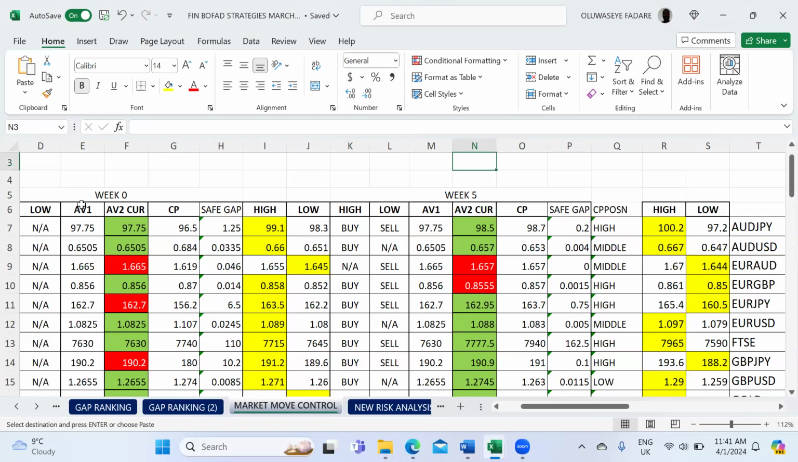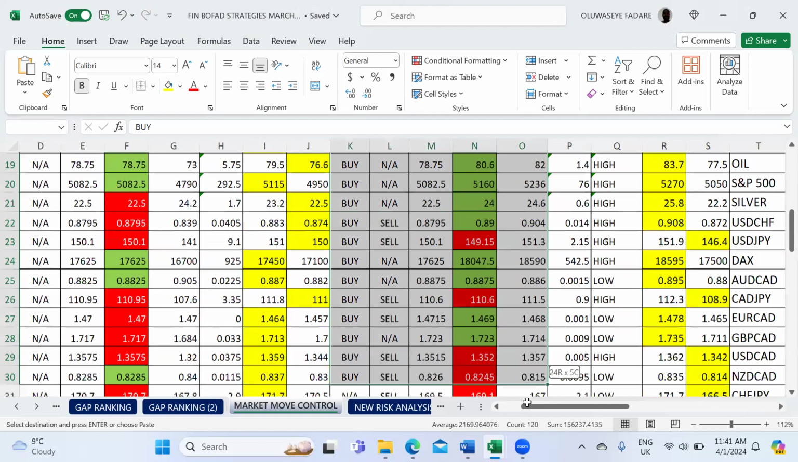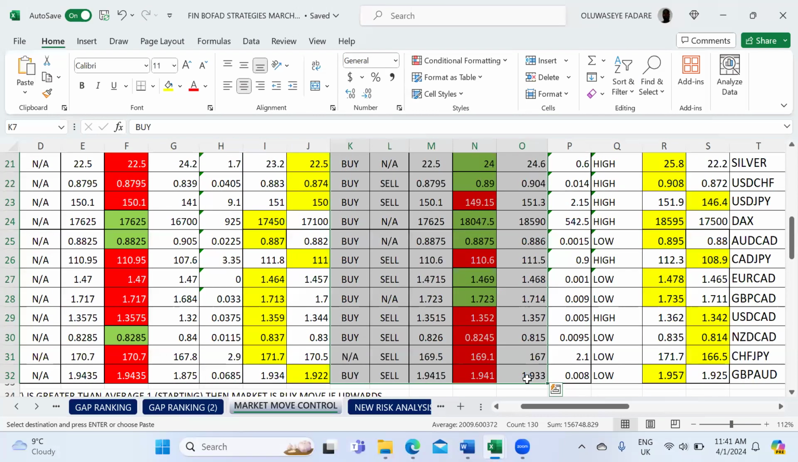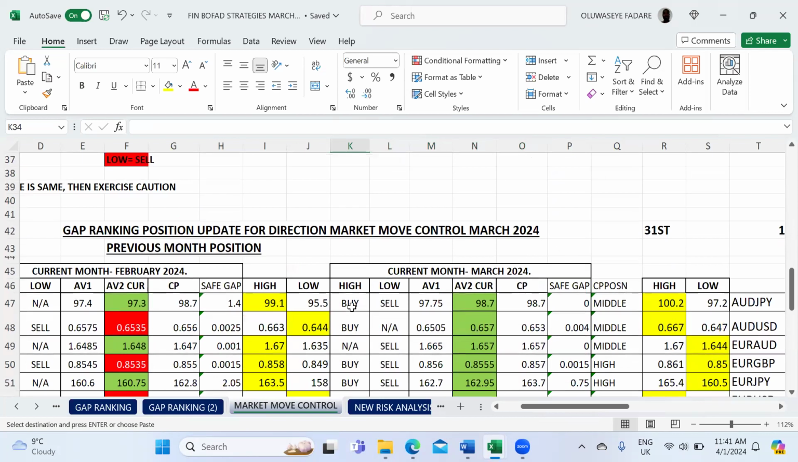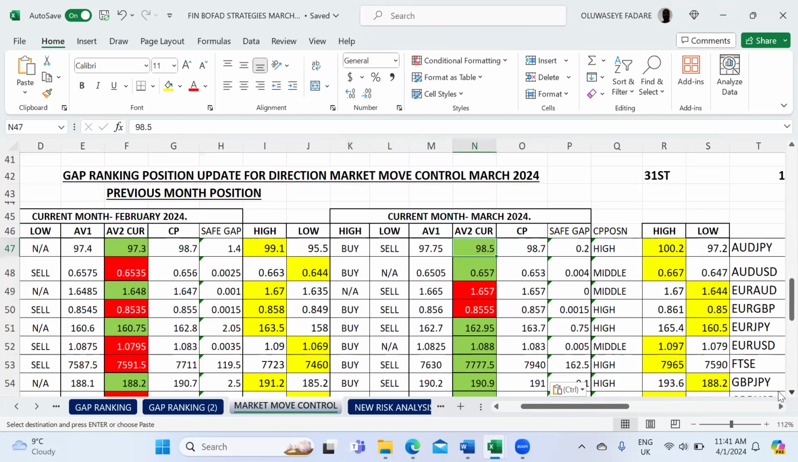So the first side at the top is comparing the beginning of the month to the end of the month, okay? But our second part is comparing this current month to our last month, okay? So this side is comparing our current month to our last month. So this is what we have at the end of February, and this is what we have at the end of March. So let's compare to know if it is a growth or a decrease.